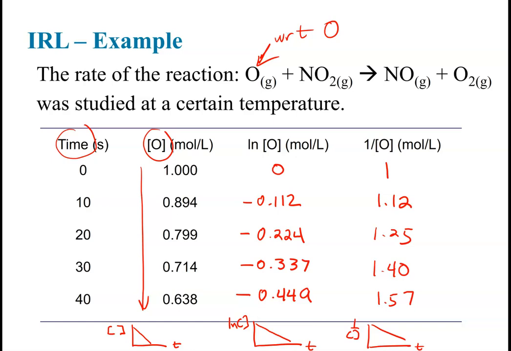If we plot 1 over the concentration of the reactant versus time, and that graph is linear, the other two graphs won't be linear. If this graph is linear, these two graphs will not be, okay? Then we know that the reaction is second order with respect to O. So in a way, you don't know what the order is ahead of time. What you're looking to see is which one of the three common orders the data of concentration versus time fits. And whichever one it fits, that's how we know what order it really is.